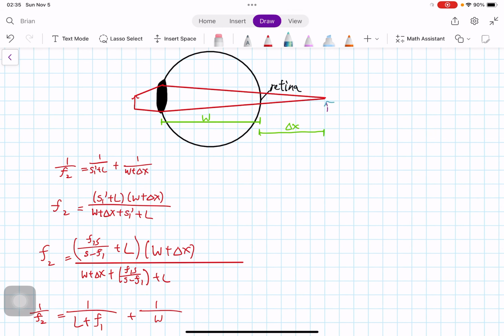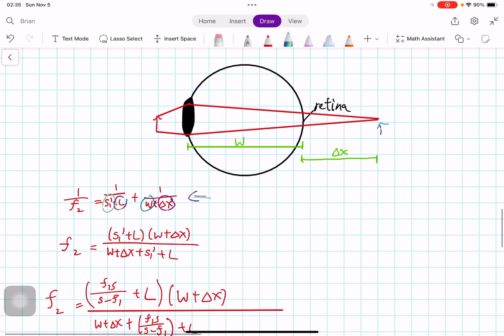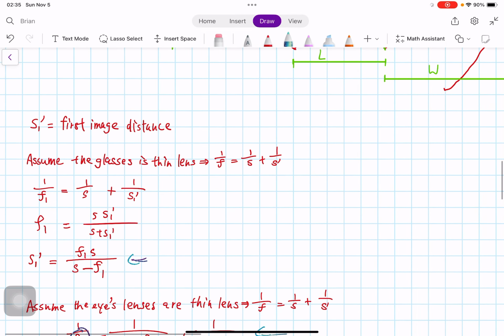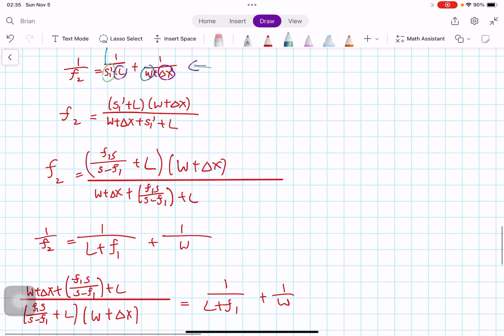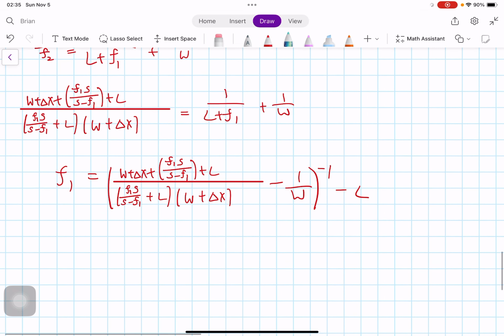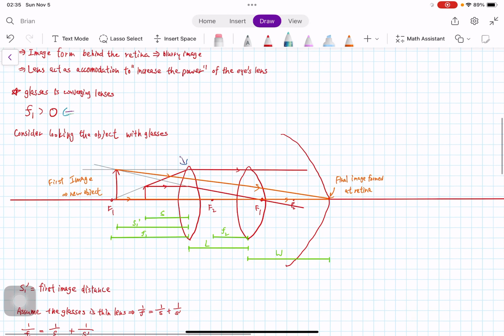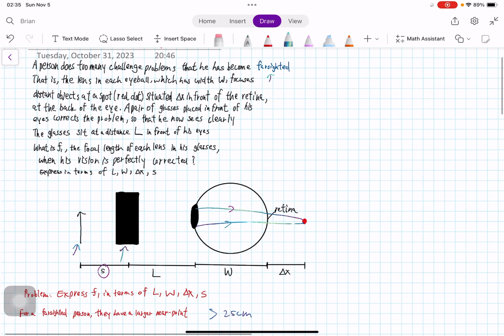And when we write the equations, we know that we can write f2 in terms of s1 prime, L, W, and delta x. We can express s1 prime in terms of f1 and s. So after some very tedious algebra, we have the final answer. And this explains what farsighted people see, and what exactly hyperopia is.